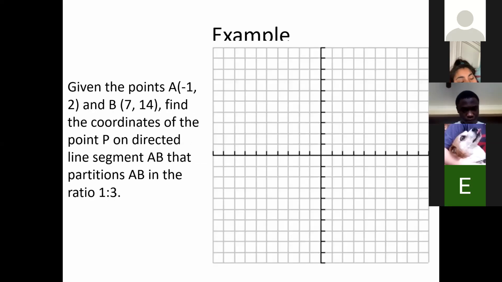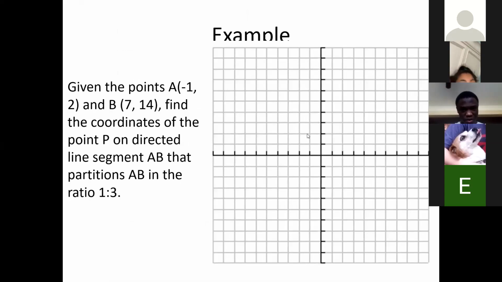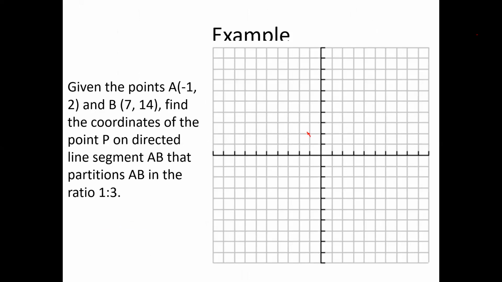It says, given the points, A is negative 1, 2. So A is negative 1, up 2. Okay. I don't have my pen on. Negative 1, 2 right here. And B is 7, 14. It's going to go all the way 1, 2, 3, 4, 5, 6, 7, and then up 14. 1, 2, 3, 4, 5, 6, 7, 8, 9, 10, 11, 12, maybe somewhere up here.